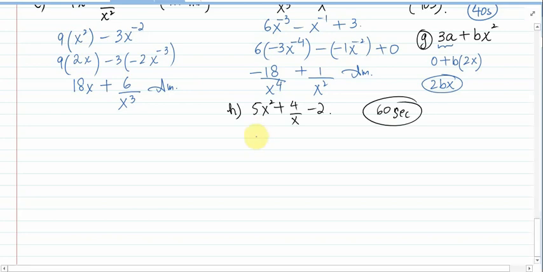Alright, so the first step is you need to arrange the equation. It's 5x square plus 4x to the power minus 1 minus 2. Now we need to derivate it. So 5 2s are 10x plus minus minus 4x minus 2, and the derivative of a constant is 0. So that is your answer.